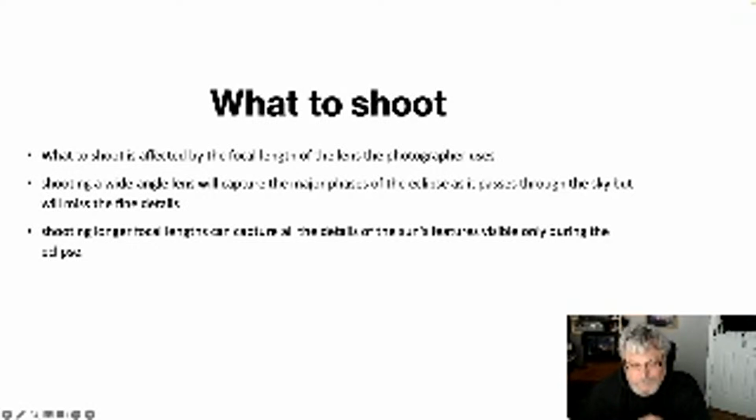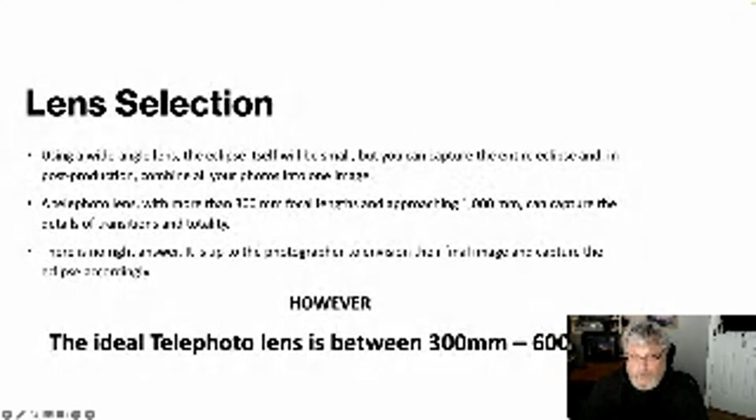What to shoot? Well, what you're going to shoot is going to be affected by the focal length that you decide to use. A wide-angle lens will capture the major phases of the eclipse as it passes through the sky, but it's going to miss the fine details. A longer focal length can capture all the details of the sun's features visible only during the eclipse. Which brings us to lens selection. Using a wide-angle lens, the eclipse itself is going to be small, but you can capture the entirety of it.